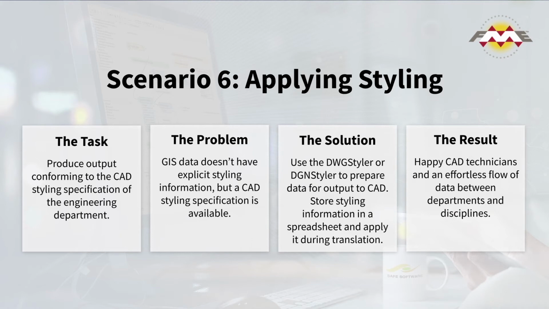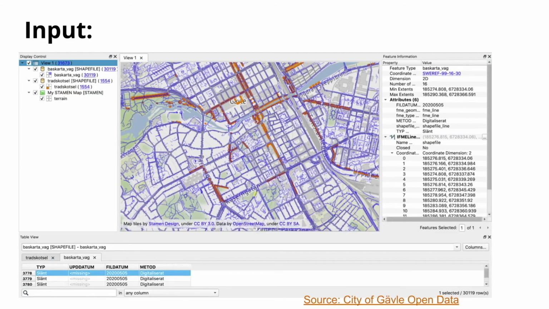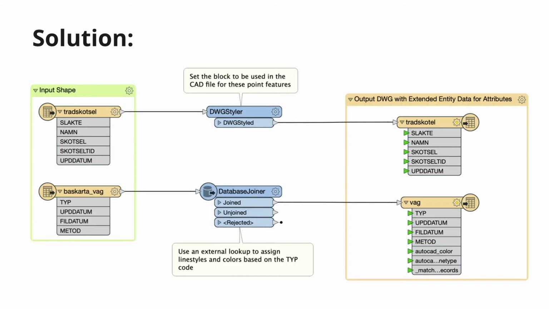We can use a styler transformer to prepare the output for CAD, and we also might store some of that styling information in a spreadsheet and apply it during translation. Because we're going for happy CAD technicians at the end of the day and a fairly effortless flow of the data between departments and disciplines. That's what it's all about. So here's the input. We've got ourselves some of the features in the city of Gävle. They're inside of GIS, and we want to take them and we want to go out to CAD. And there's the solution. So let me just take a look at this inside of Workbench.